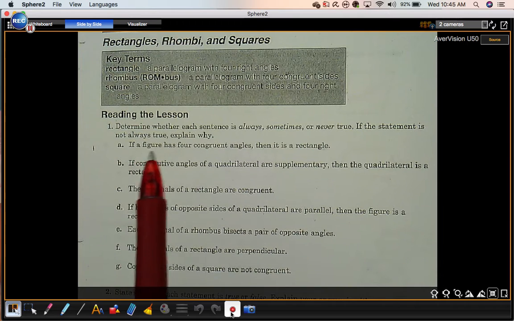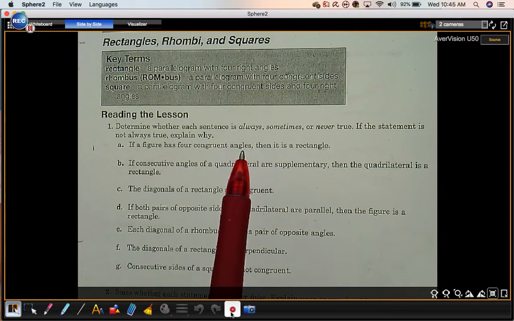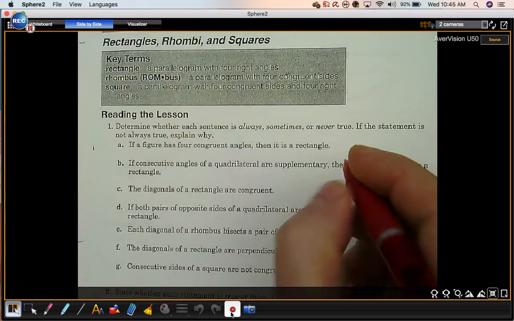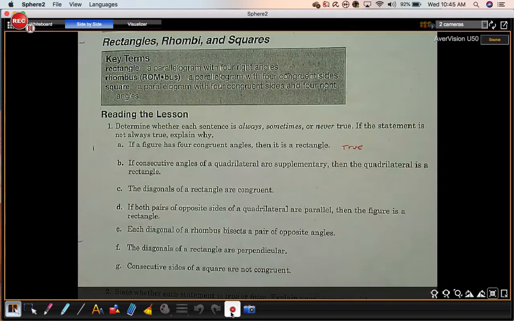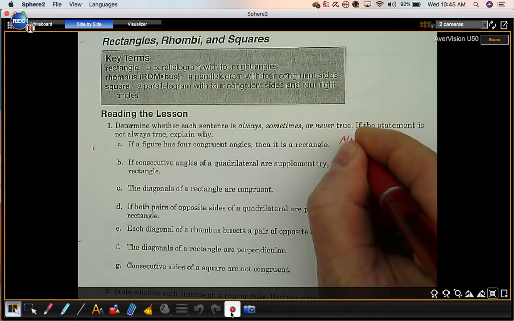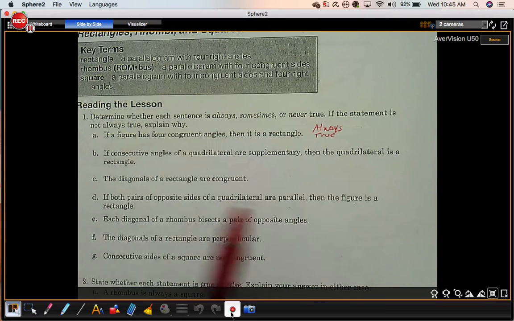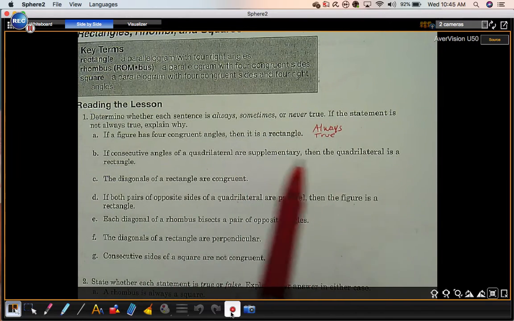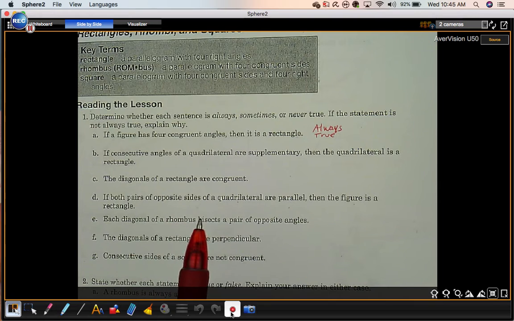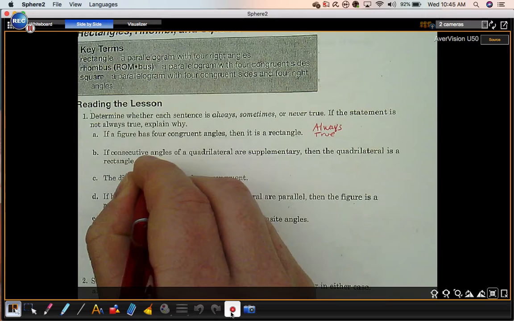Part A, if a figure has 4 congruent angles, then it is a rectangle. That is true. Always. Always true. Part B, if consecutive angles of a quadrilateral are supplementary, then the quadrilateral is a rectangle. Not necessarily. I'll put sometimes.